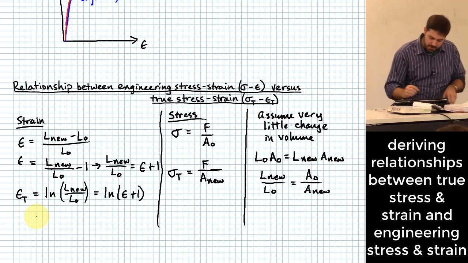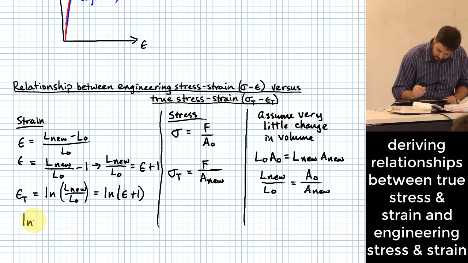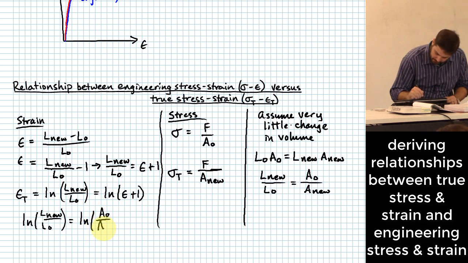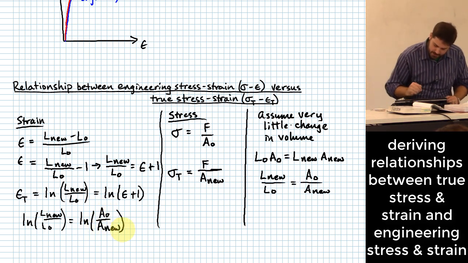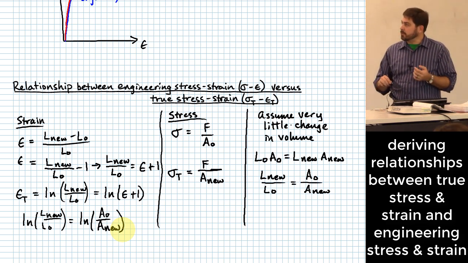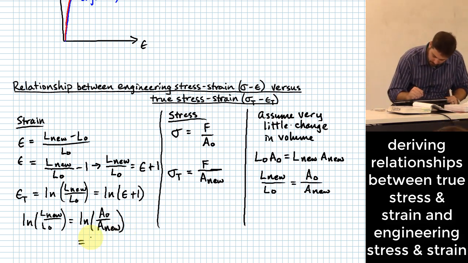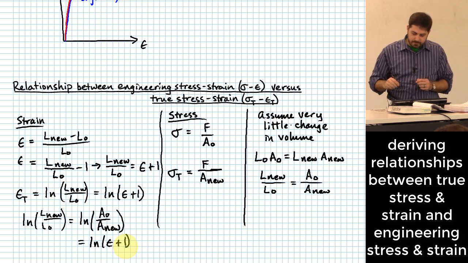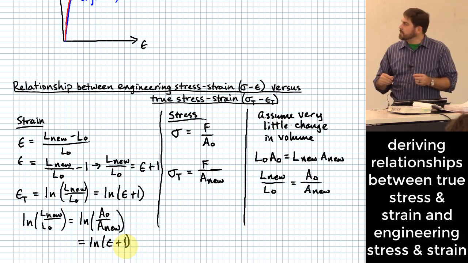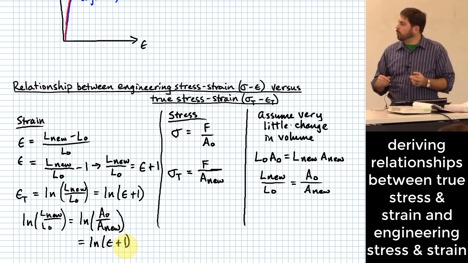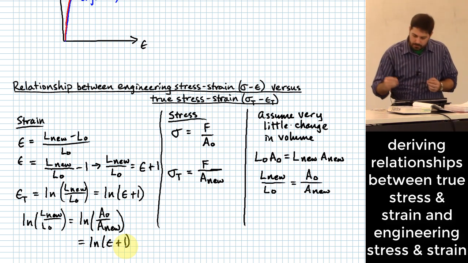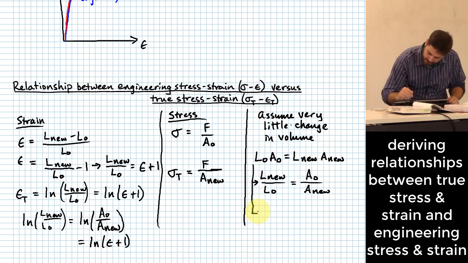What else could I say about my true strain equation here? Log of L new over L0 is going to be equal to the log of A0 over A new. That's kind of interesting. And both of those are equal to the log of engineering strain plus 1. Well, I could actually manipulate this a little bit differently, and I could solve it for A new. So this is one of the places I can go with it. What's another place I can go with it?